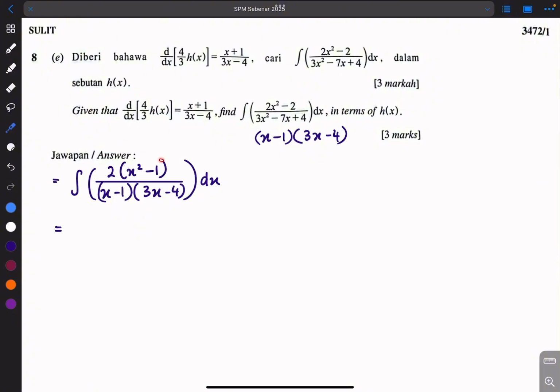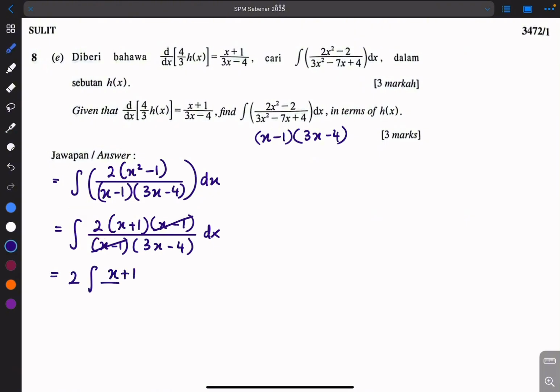Right, then this x square minus 1 also we can factorize. X square, 1 is 1 square. So if you have minus in the middle, this will factorize into x plus 1, x minus 1. x minus 1, 3x minus 4. Then this x minus 1 we can cancel off. So we'll be left with 2x plus 1 over this. These two we can actually bring out since it's a constant. So 2x plus 1 over 3x minus 4 dx.